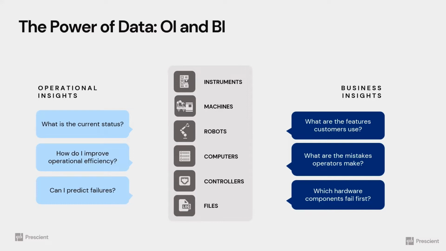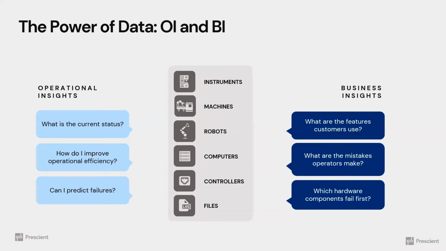And the data value can be divided into two major categories. One of them is called operational insights, or OI. The OI essentially is real-time information that helps operators, technicians, and managers to understand how to work with the equipment and the data sources efficiently.